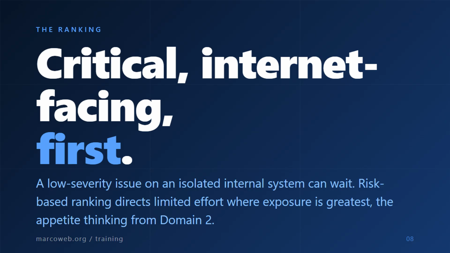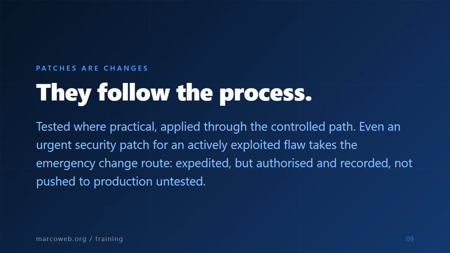This risk-based ranking directs limited effort where exposure is greatest, and it is the same appetite and magnitude thinking from Domain 2, applied to patching. And patches are still changes. So they go through change and release management, tested where practical before deployment, and applied through the controlled path. Even an urgent security patch for an actively exploited vulnerability follows the emergency change route, expedited, but authorized and recorded, rather than pushed straight to production untested and untracked.